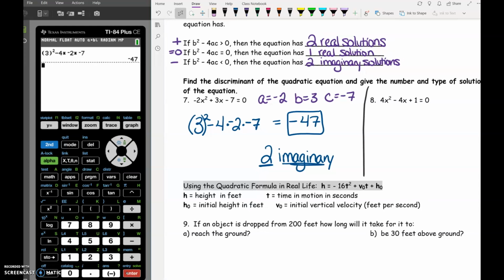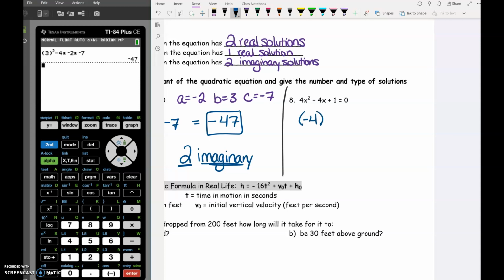Okay, try number 8 on your own. Find the discriminant and decide how many and what type of solutions. Okay, so b squared, negative 4 squared, minus 4 times a, 4 times c, 1. Negative 4 squared minus 4 times 1. You should get a discriminant of 0. If you forgot the parentheses and typed in negative 4 squared without parentheses, you would get negative 32, which is not correct.